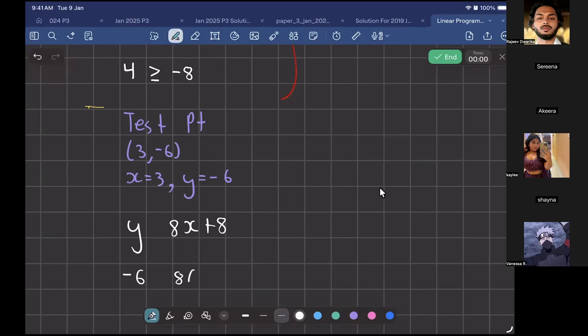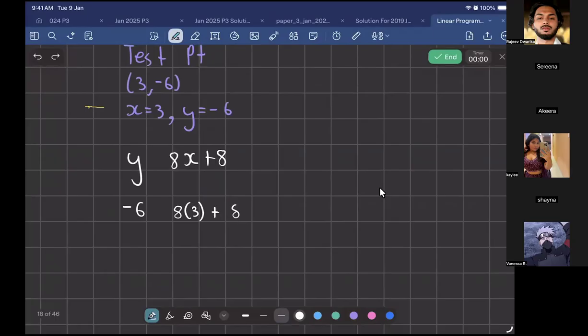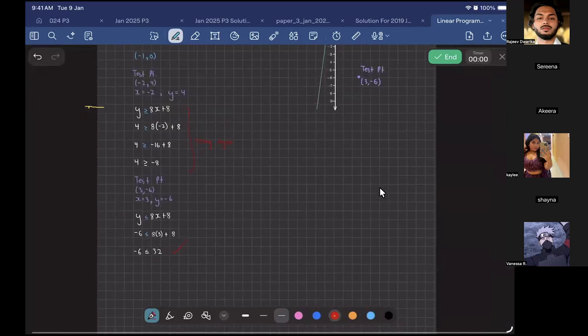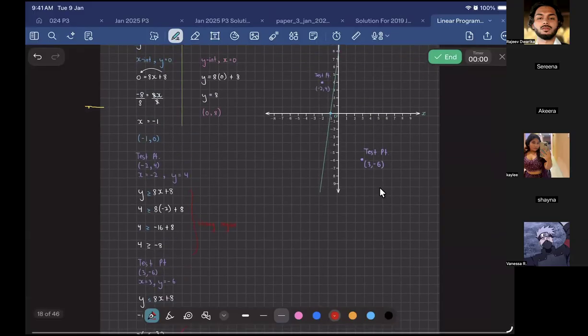Then 8 times 3 plus 8. So we're going to write minus 6. What is 8 times 3? 24. Right? 24 plus 8 is? 32. Right. Minus 6 is less than 32 or more than 32? Less than. Right? And we're going to put equal to as well. Is that correct? Yes, that's correct. So we have to shade the region with this test point.